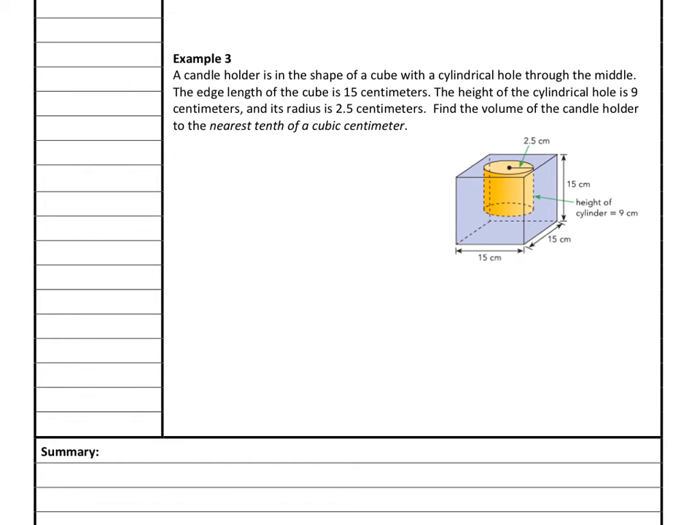All right, a candle holder is in the shape of a cube with a cylindrical hole through the middle. So I boxed that word hole for a key reason because that's telling me that the cylindrical piece is taken out of, it's drilled out of the cube. So meaning there's going to be a hole left, which means empty space, which means we're going to need to subtract. It says the edge length of the cube is 15 centimeters. The height of the cylindrical hole is 9 centimeters, and its radius is 2.5. Find the volume of the candle holder to the nearest tenth of a cubic centimeter.